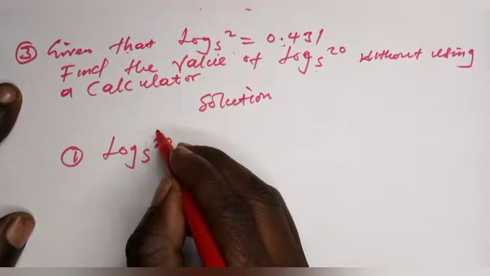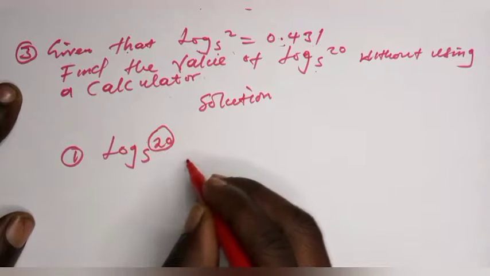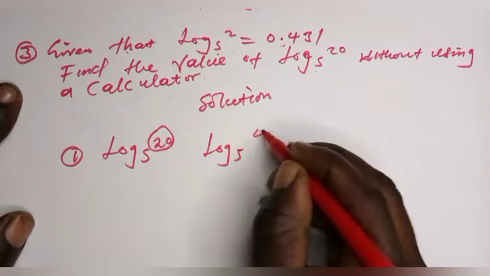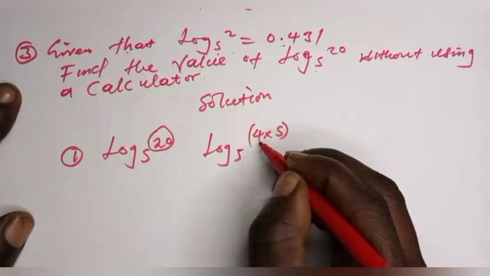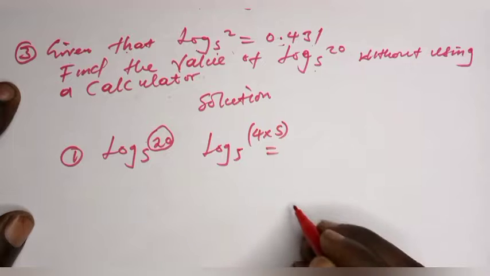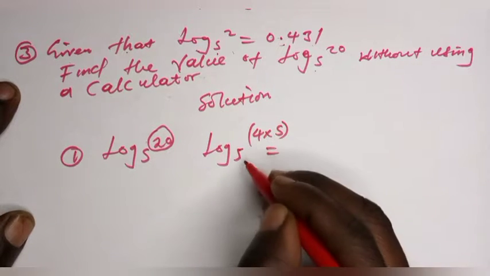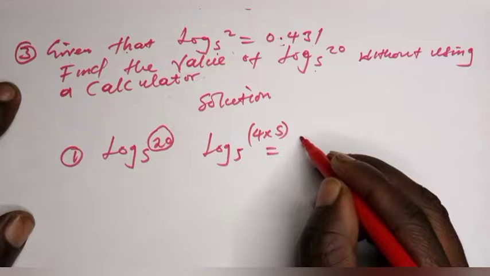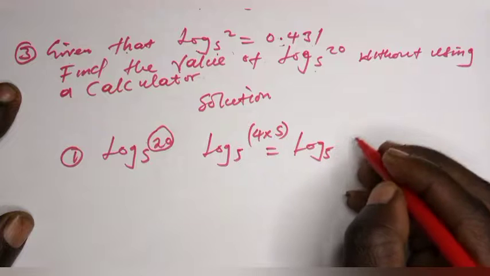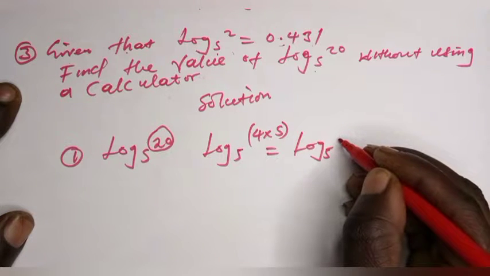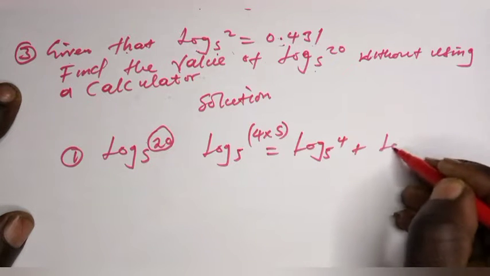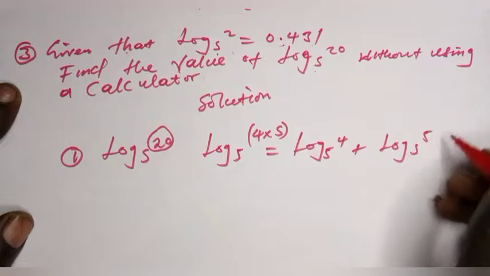So let's split this 20. When you split 20 to be log 5 power 4 multiplied by 5, because 4 times 5 is 20. So this way, when we are multiplying, we are going to add the logs. Then it will be log 5 power 4 plus log 5 power 5.